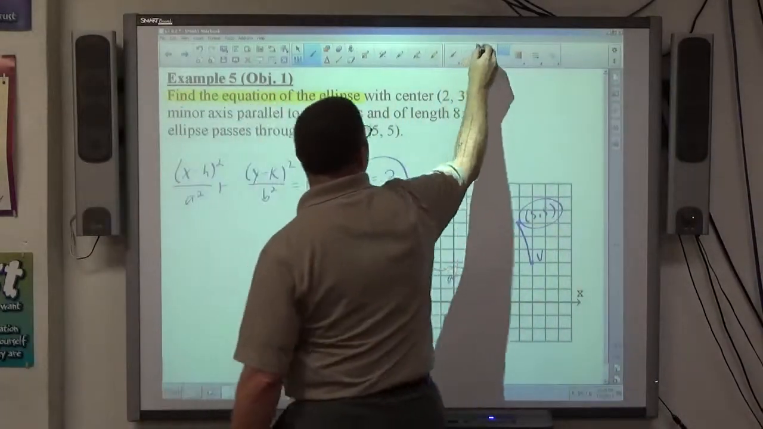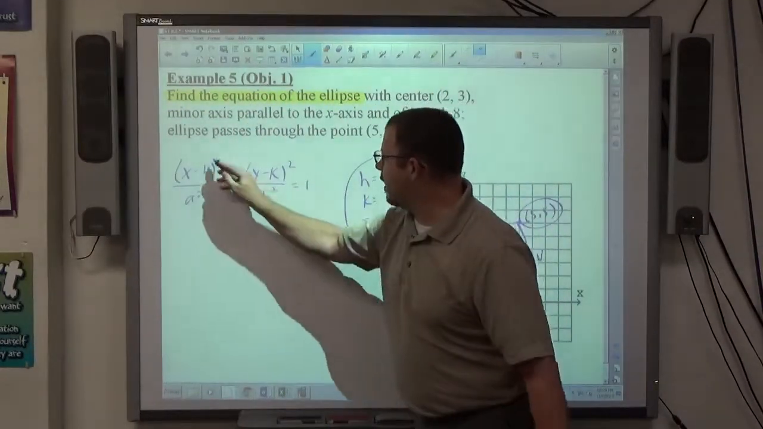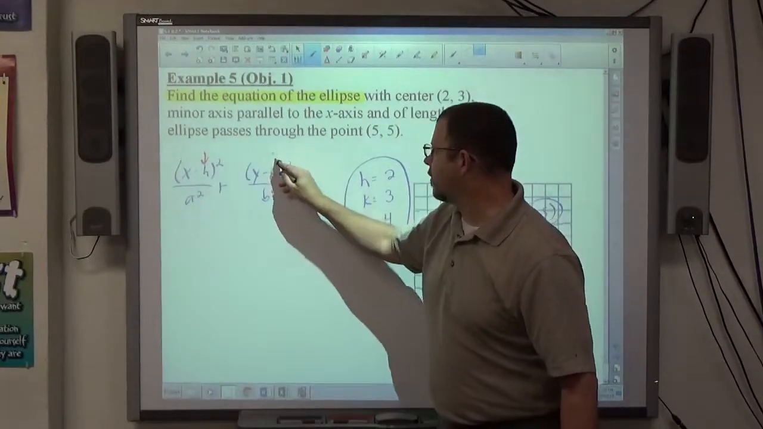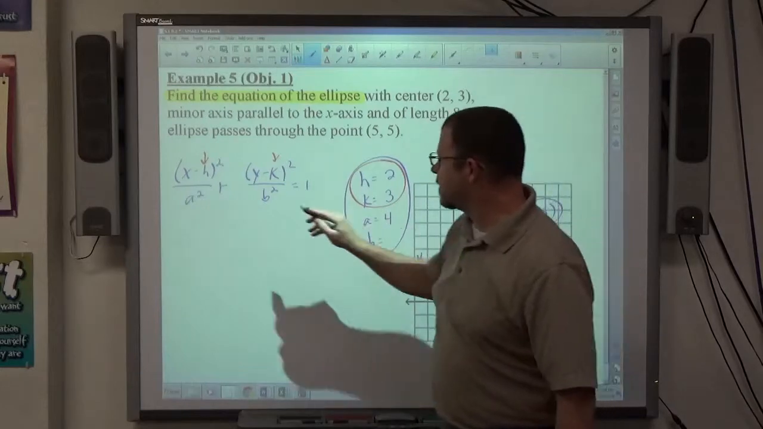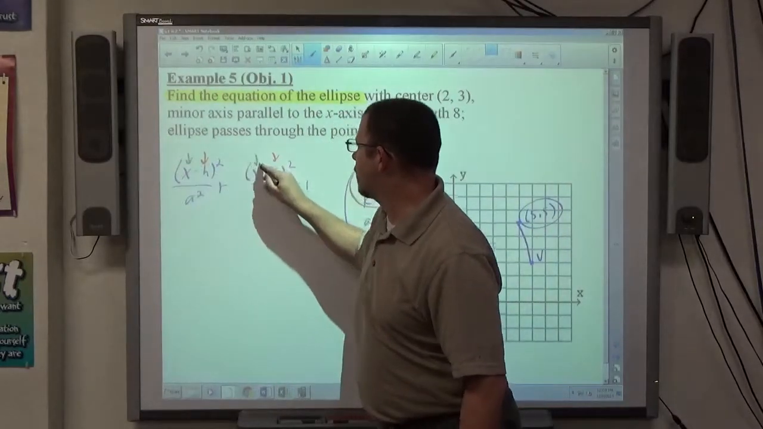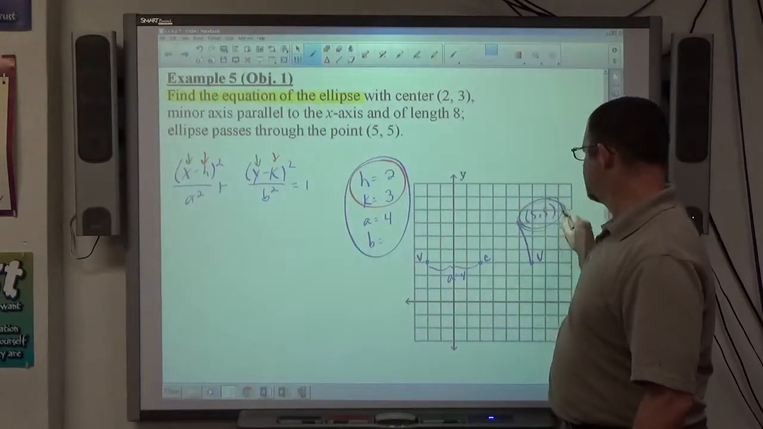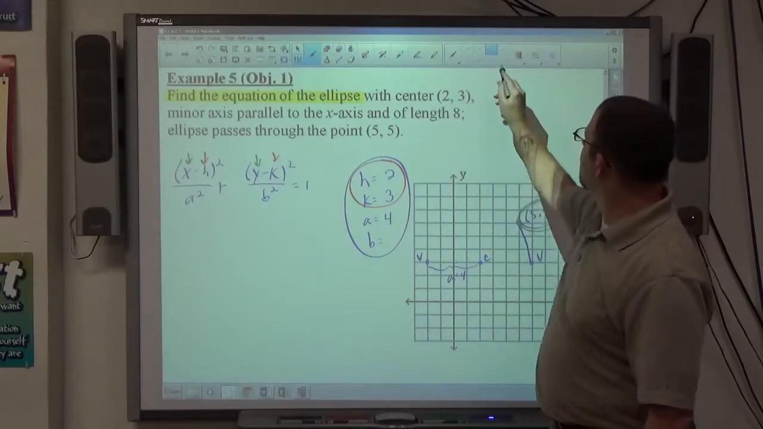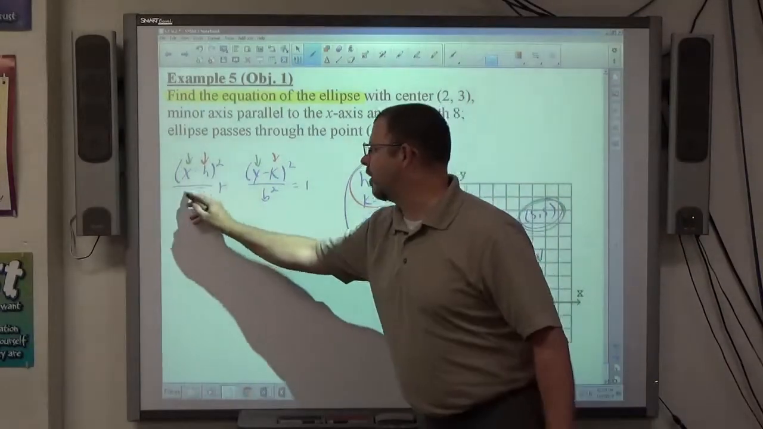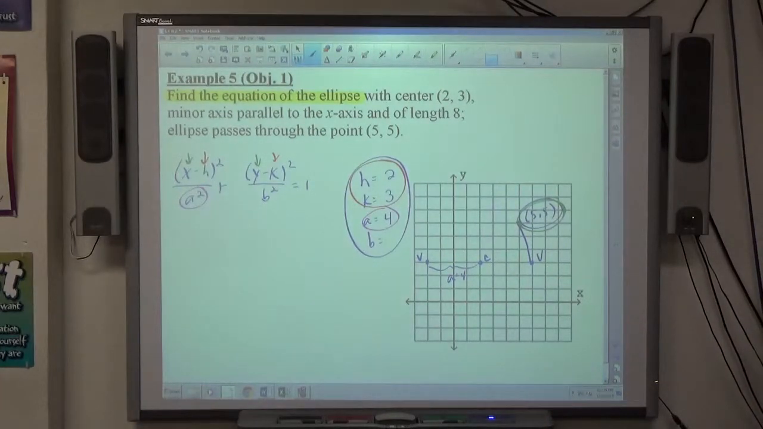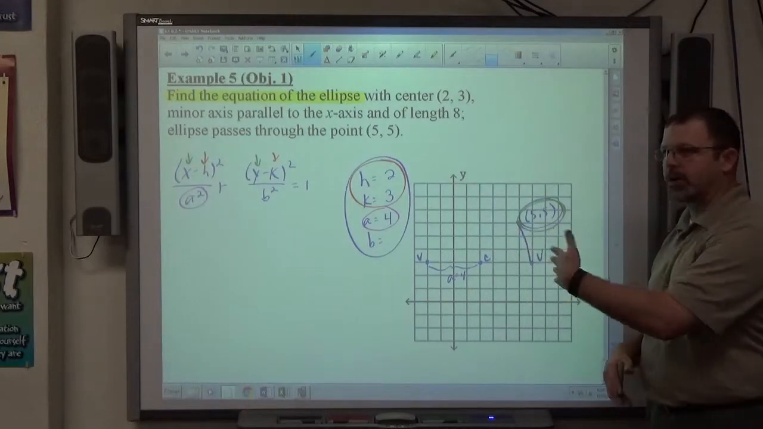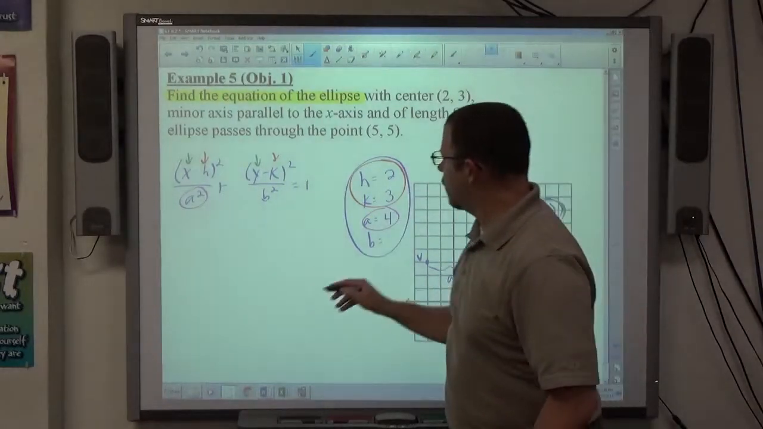And I'm going to replace h with 2, k with 3 from this information. And x I'm going to replace with 5, and y I'm going to replace with 5 from this information. And a I'm going to replace with 4 from that information. Just like that, the only missing piece would be b, and that's what I'm looking for. So again, if it passes through a point, that's what we're going to do with that point.